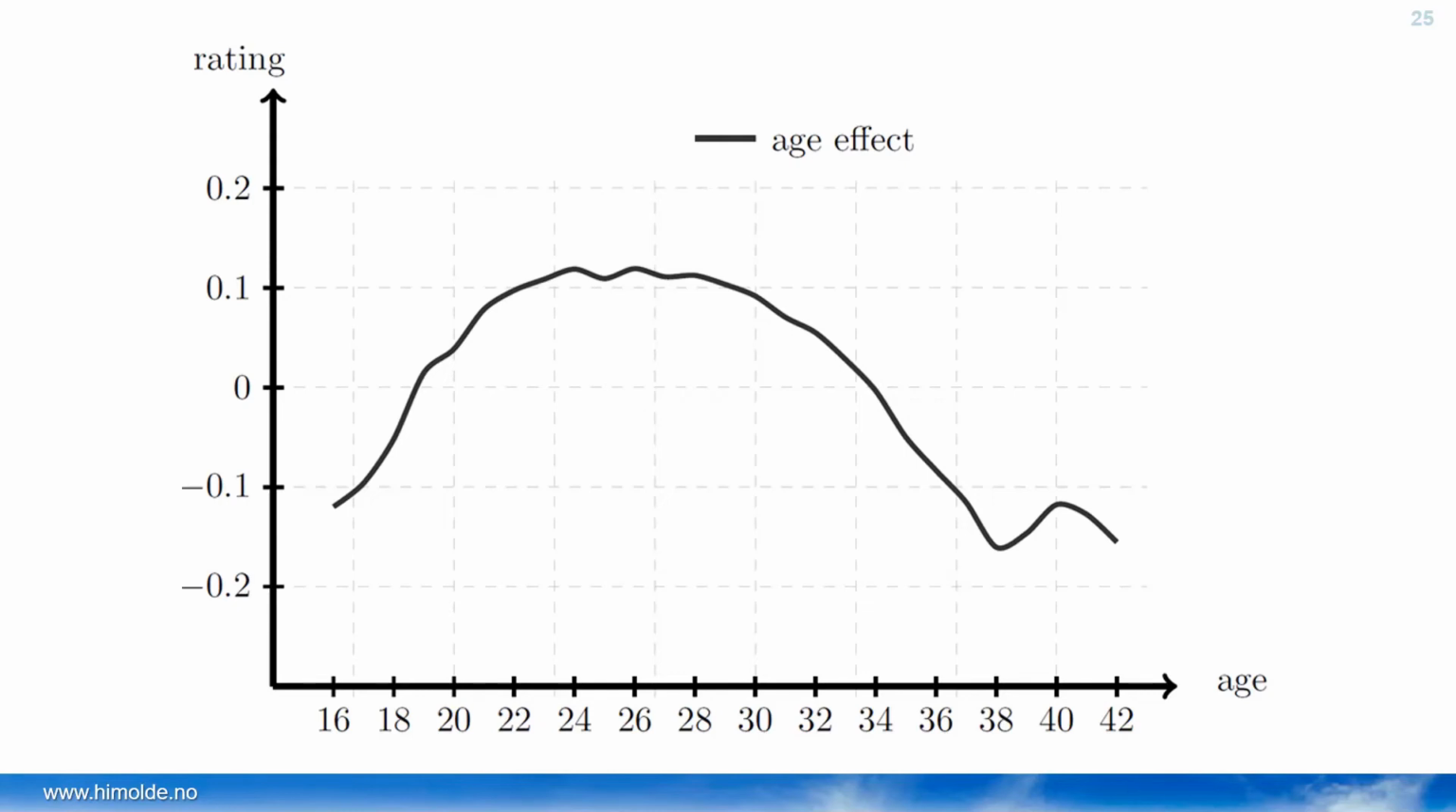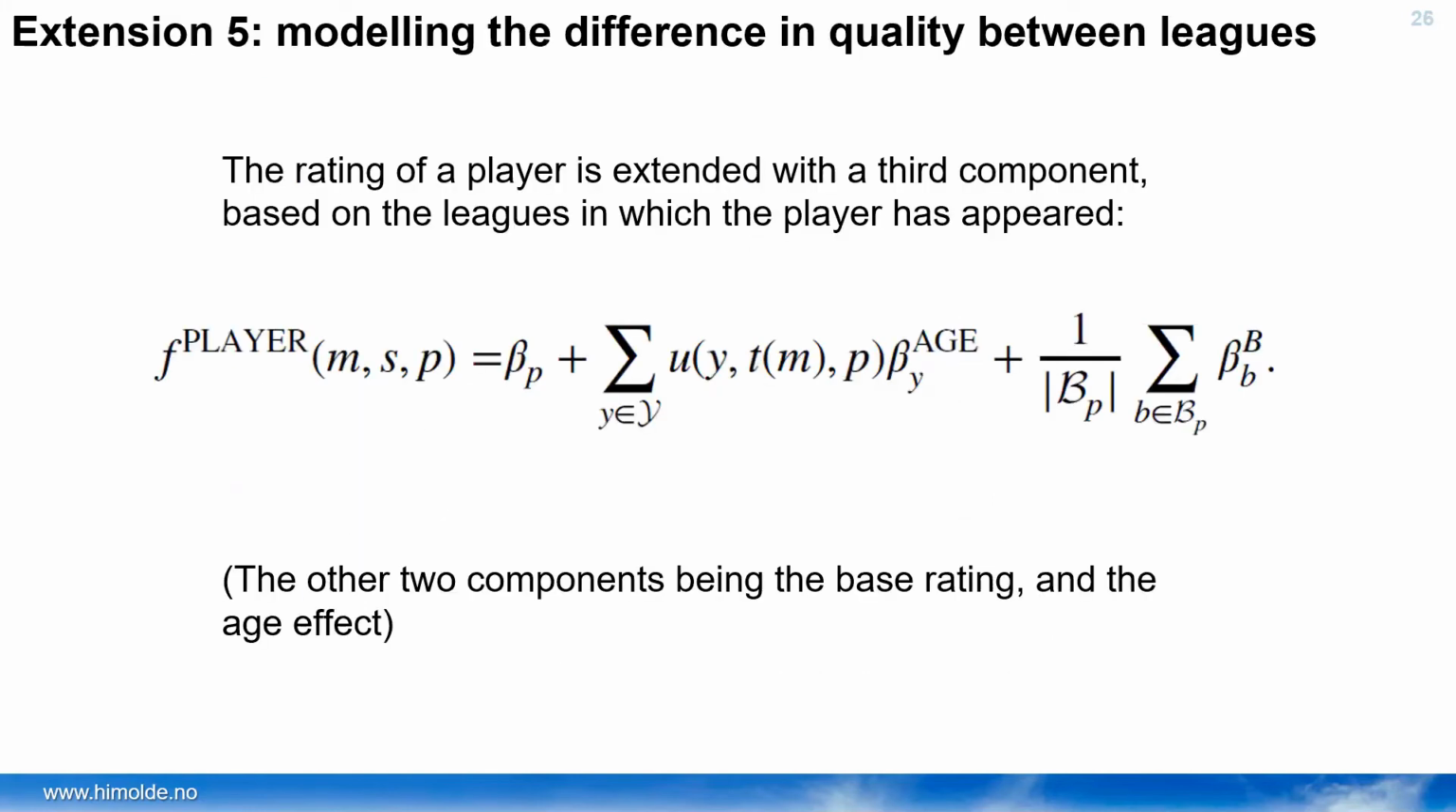Between ages 16 and 38, we see a reasonable curve showing that young players, on average, tend to improve over time, while old players tend to play worse as time passes. From ages 38 to 42, there are some bumps in the curve, presumably due to a lack of observations, which could also partly be due to a type of survivorship bias in the data. The next extension deals with differences in league strengths.